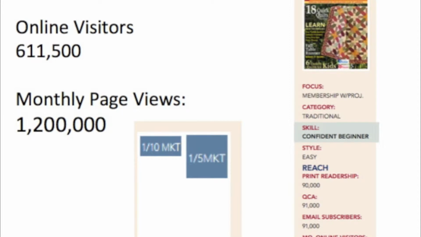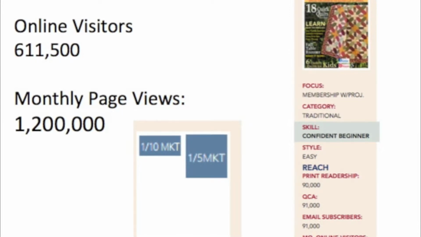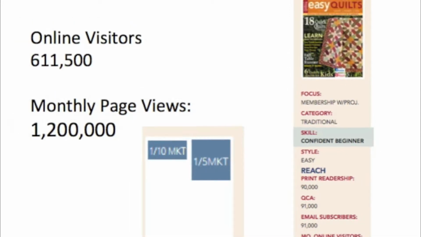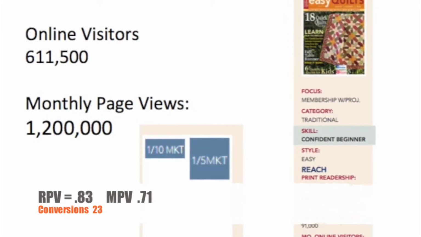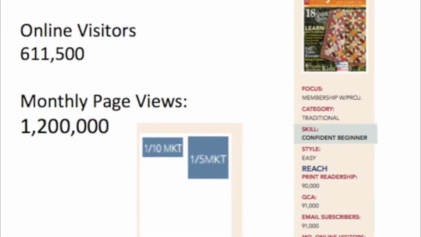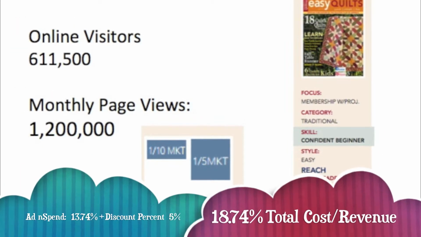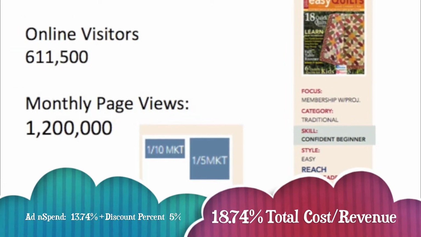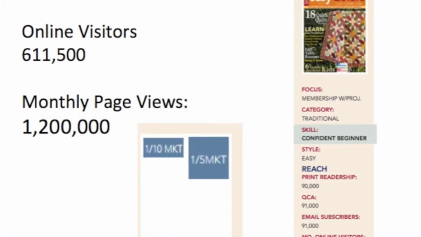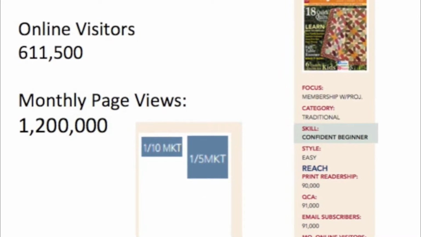Total conversions and our RPV, that's our revenue per visitor, is 83 cents. So that's pretty good. And we would, with our discount percent of 18.74% to our total cost to revenue, which isn't too bad at all. And this one right here, our broad placement, is one of the best.